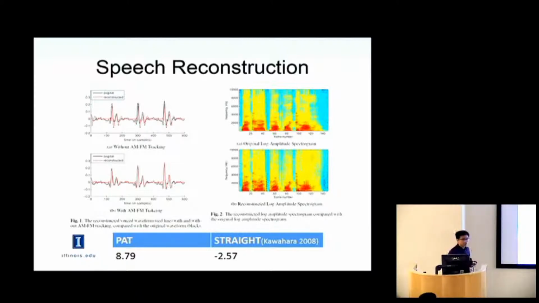and compare with the STRAIGHT model, which is a very famous model of speech, but a very deterministic one. You can see that our model achieves 8.79 dB of SNR, whereas the STRAIGHT model gets only a negative value. This is kind of an unfair comparison because the STRAIGHT model only considers the amplitude spectrum of speech. It does not consider phase. That's why the SNR is very low.